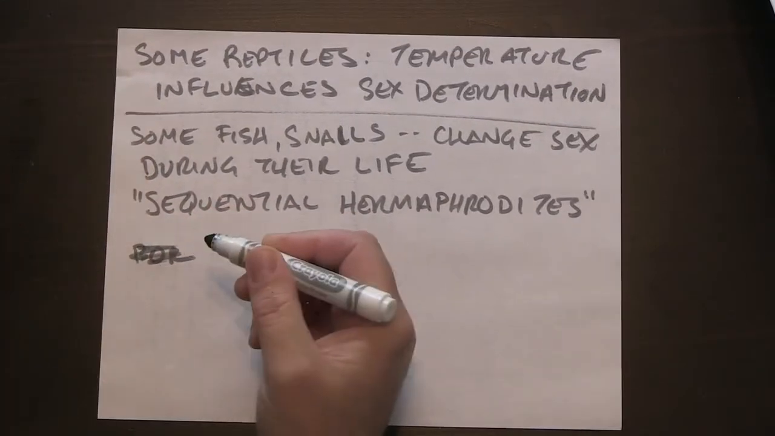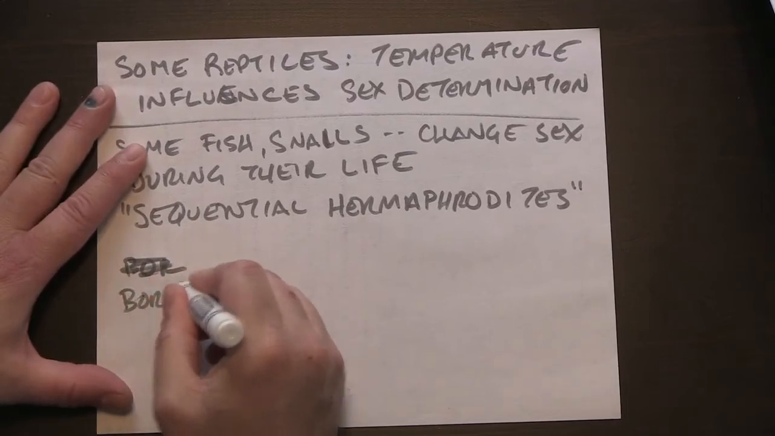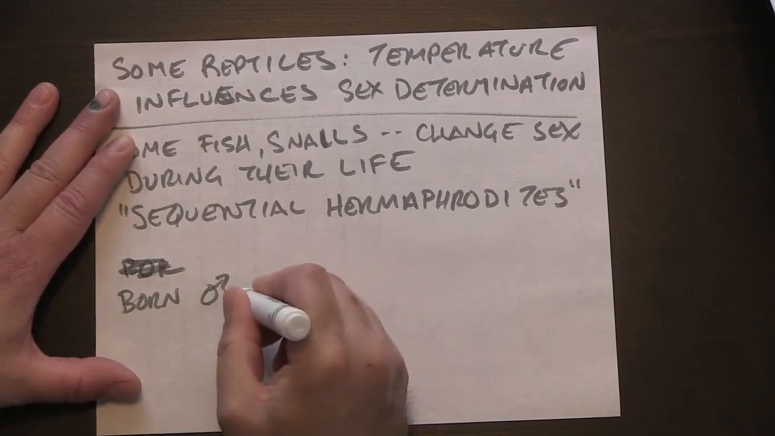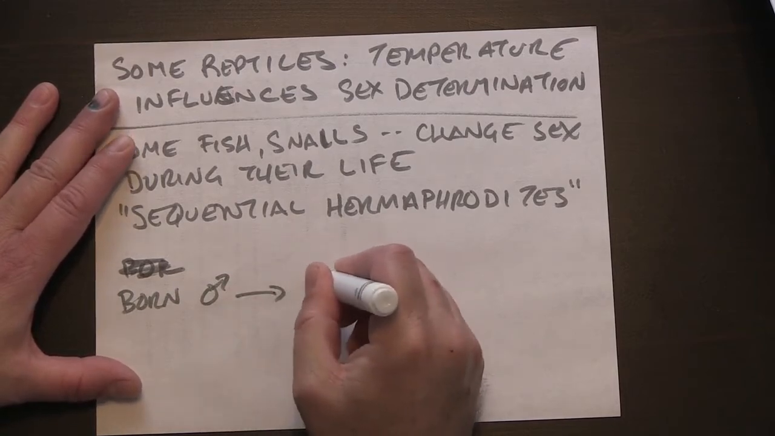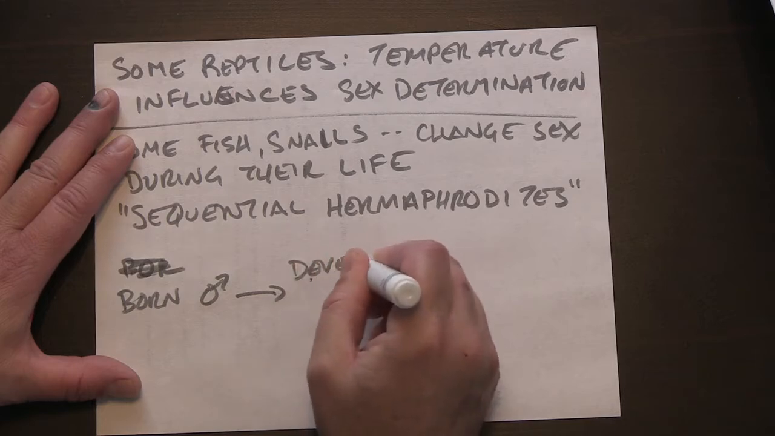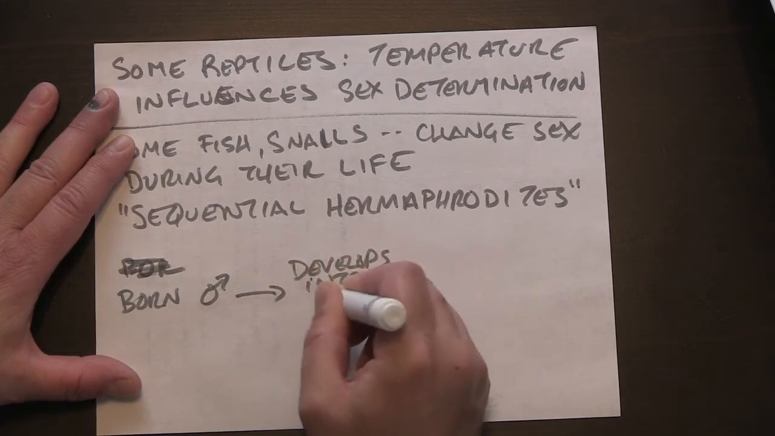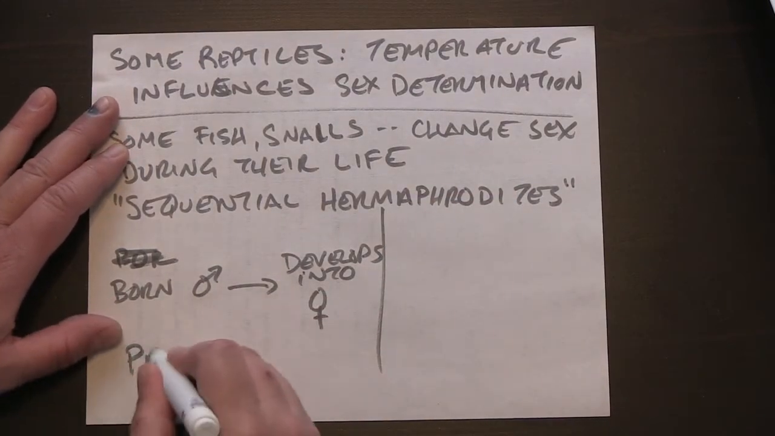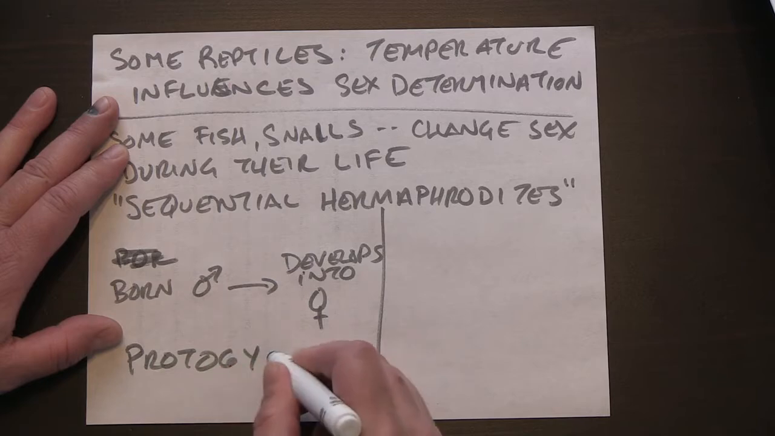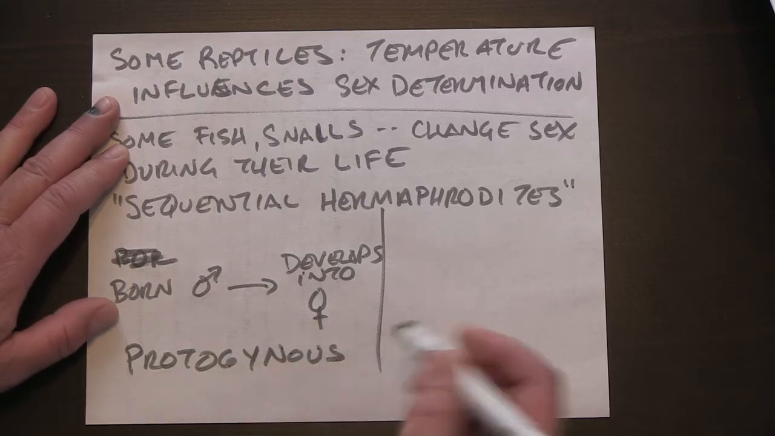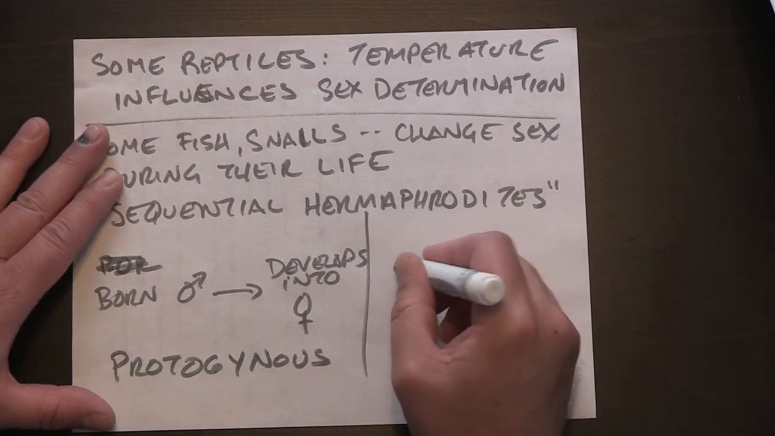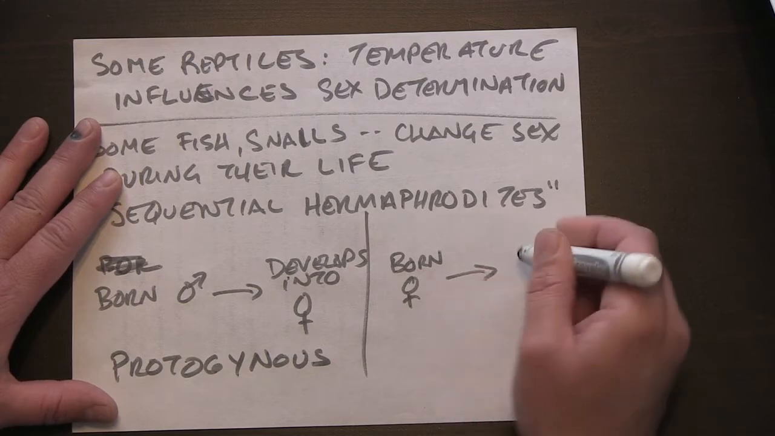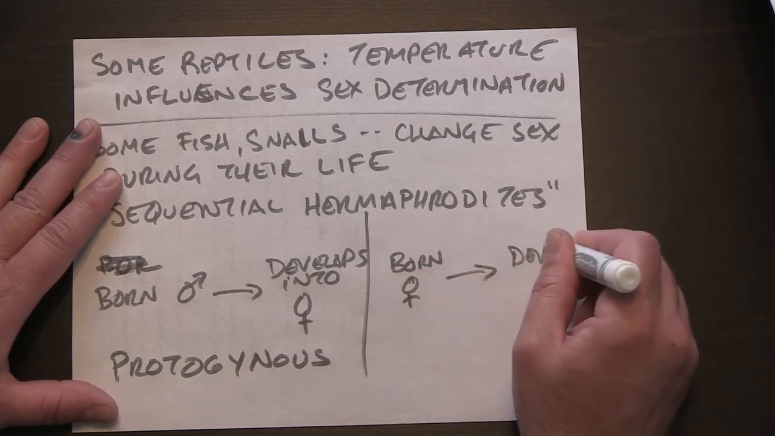Nemo, the clownfish, is born male, and then later in life develops into female. And other fish, you don't have to know this name, but it's called protogynous. Some are born female, and then later in life they'll develop into male.